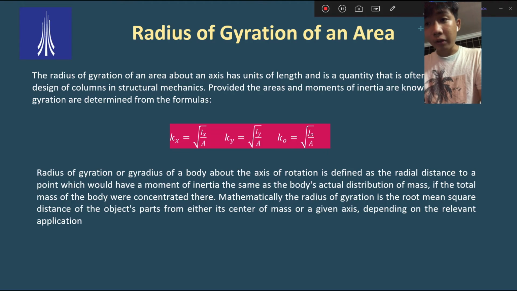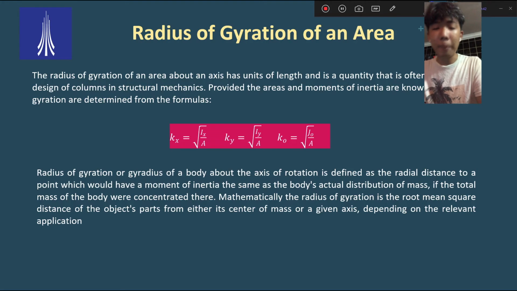So the radius of gyration, or the gyradius, of a body about the axis of rotation is defined as the radial distance to the point which would have a moment of inertia the same as the body's actual distribution of mass, if the total mass of the body were concentrated there. Mathematically, the radius of gyration is the root mean squared distance of the object's path from either its center of mass or a given axis, depending on the relevant application.